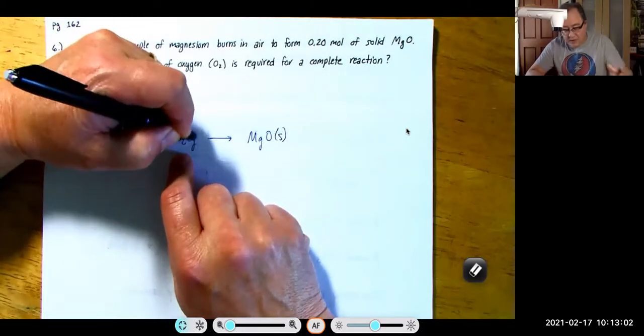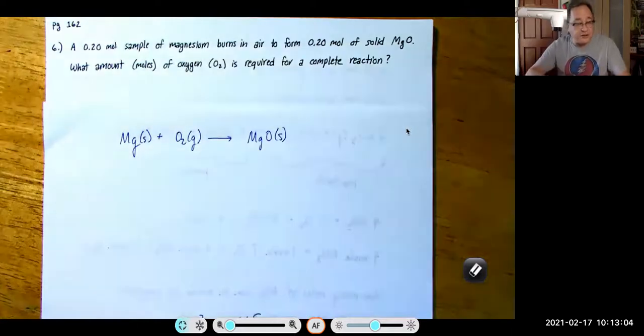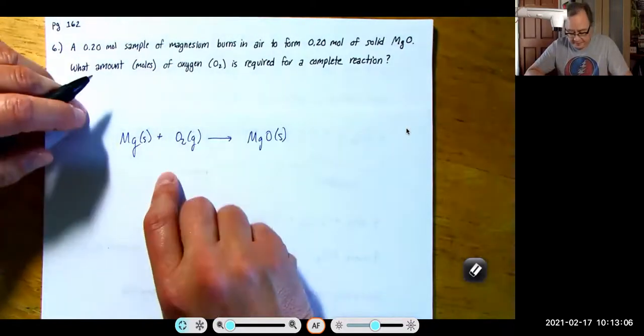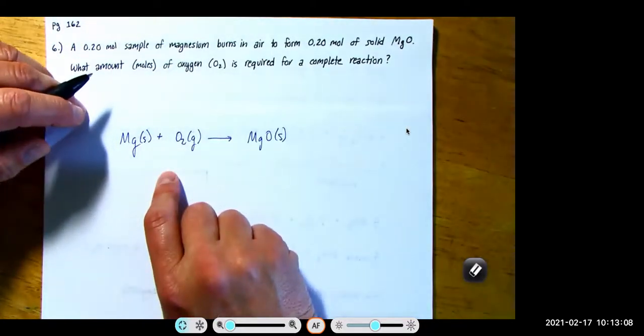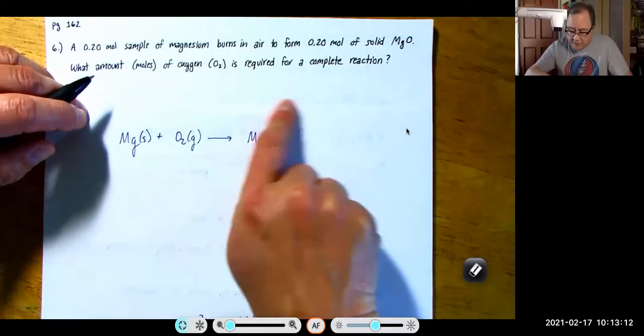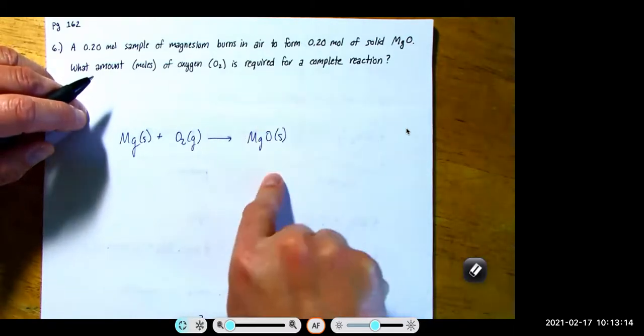And why would we not use something like CO2, which is also in air? I'm not sure. Well, because it has carbon in it, and we don't really have carbon in any of the products. Oh, okay. Yeah. Does that make sense?